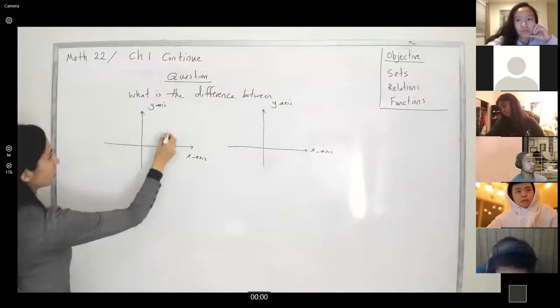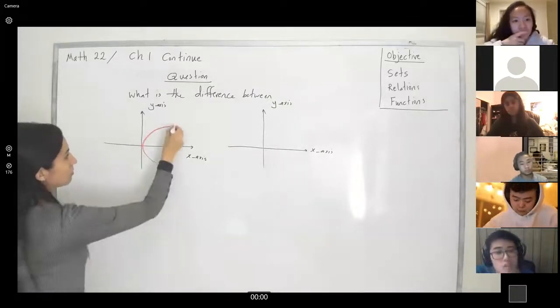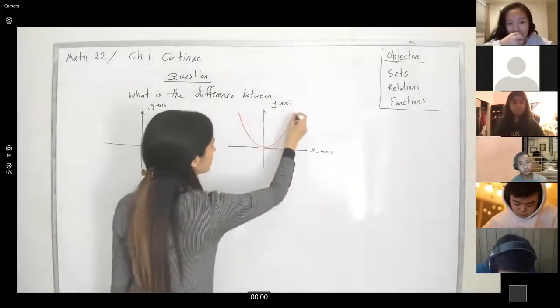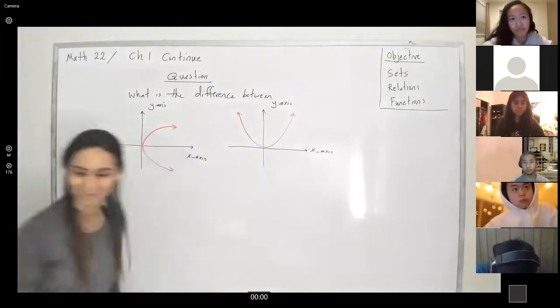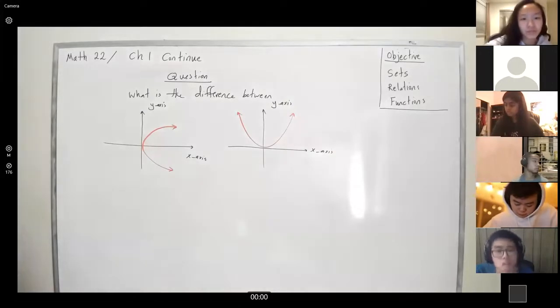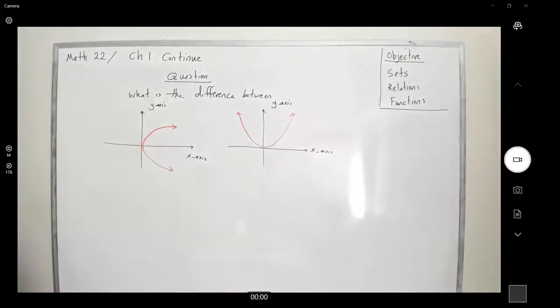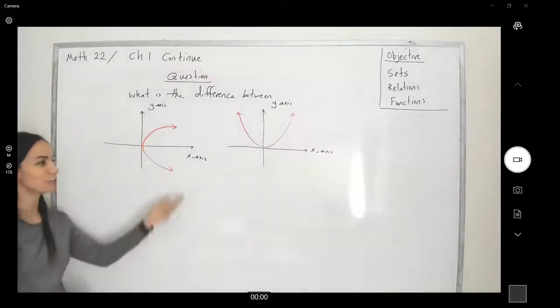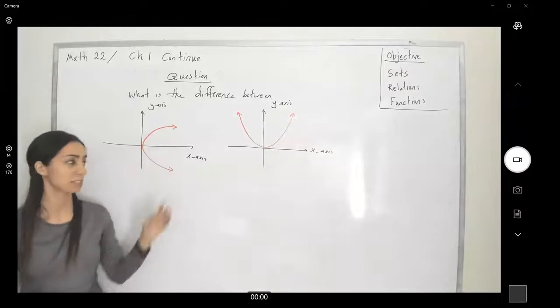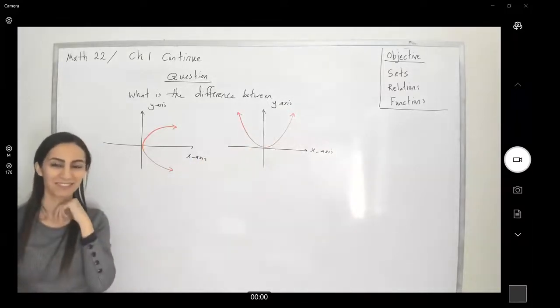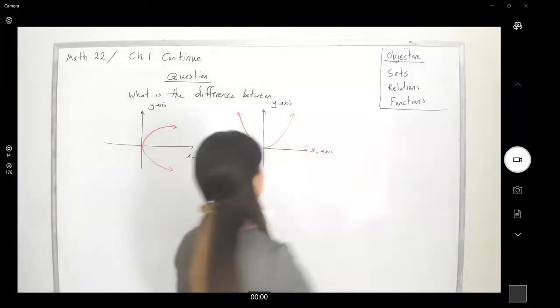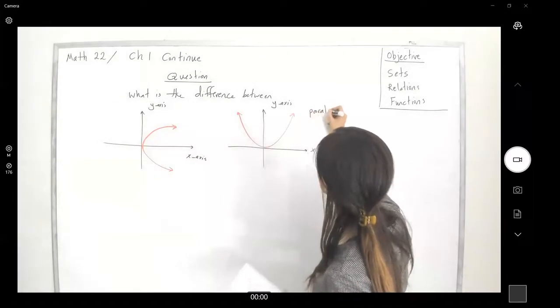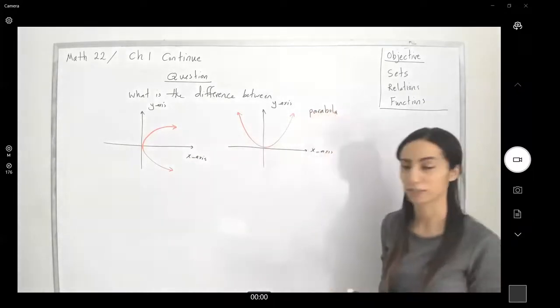I have this guy here. I have this guy here. So what's the difference between these two? What do you think? Their coordinates are different. So what do we call this one? What's the name for this? Okay, equations, parabola. Okay, this is a parabola, of course. This is the name for it.